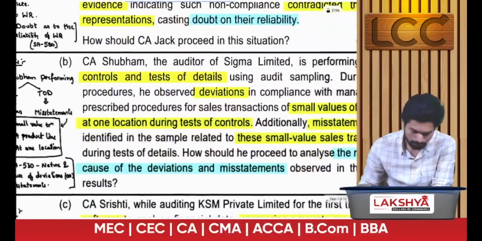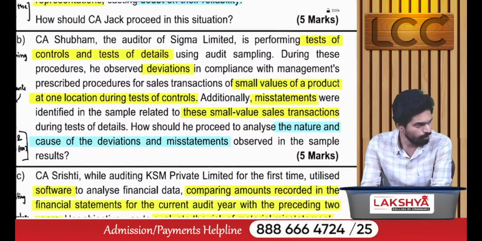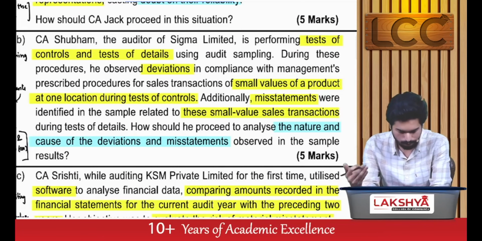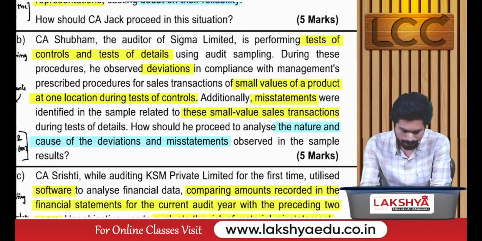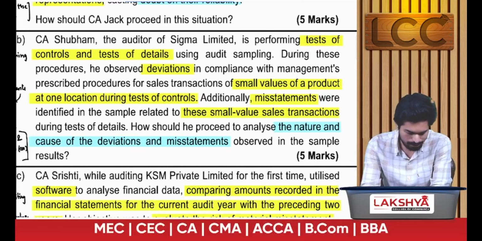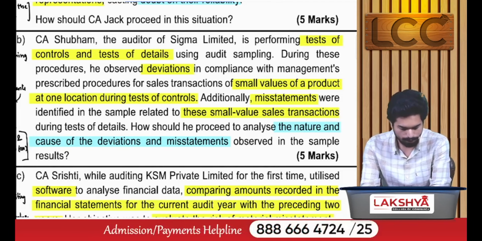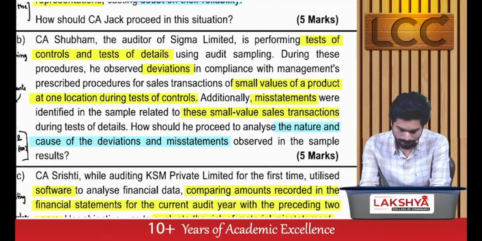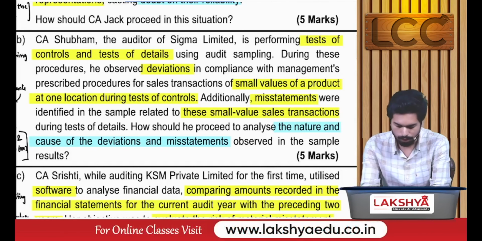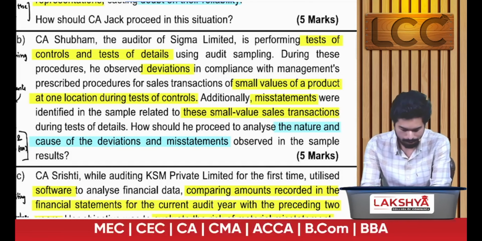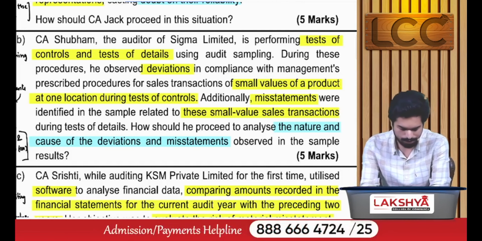Next, 1B. CA Shubham, the auditor of Sigma Limited, is performing test of controls and test of details using audit sampling. During these procedures, he observed deviations in compliance with management's prescribed procedures for sales transactions of small values of a product at one location during test of controls. Additionally, misstatements were identified in the sample related to these small value sales transactions during test of details. How should he proceed to analyze the nature and cause of the deviations and misstatements observed in the sample results?